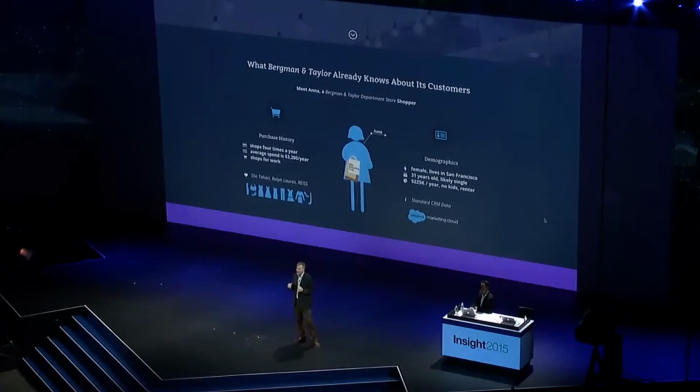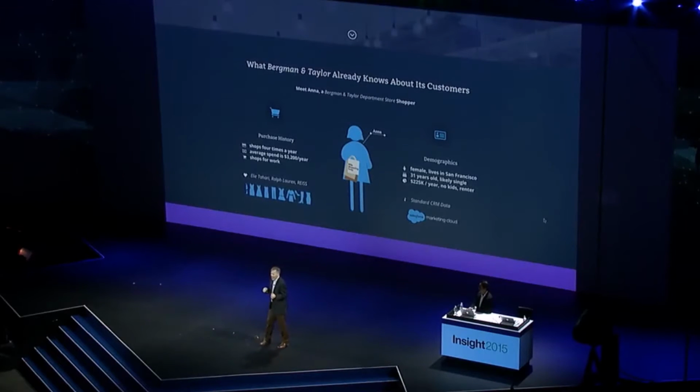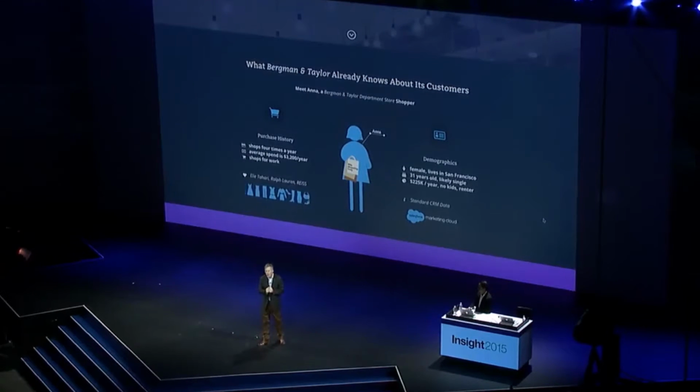Anna is a customer of Bergman and Taylor. Bergman and Taylor knows Anna through her purchase history. They know she buys her business attire there. She likes Elie Tahari, Ralph Lauren. They've probably purchased some demographic data on her to understand information on her income, whether she owns or rents her house. But there's a whole lot of information that they don't know about Anna.